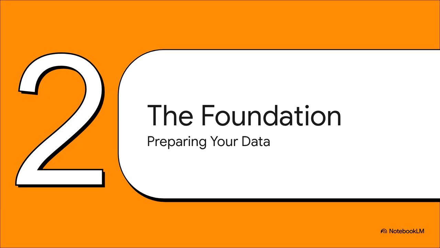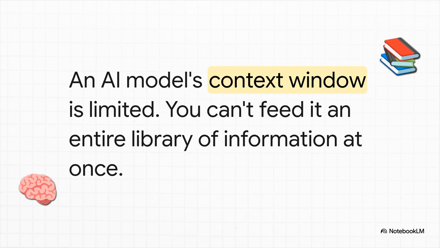Okay, let's move on to the absolute foundation of our application, the data. You have to remember, every single great AI system is built on a solid bedrock of high-quality, really well-prepared data. That old saying, garbage in, garbage out, it's the absolute law of the land here. And here's the biggest challenge you're going to run into. An AI model has a limited memory. We call it a context window. You can't just throw a 1,000-page PDF at it and expect it to give you a coherent answer. It just doesn't work that way.